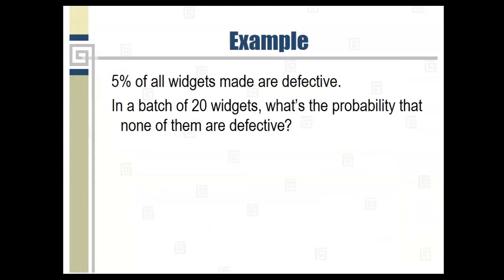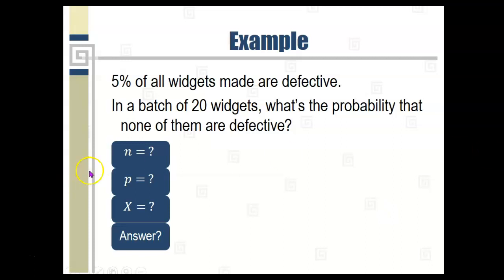Okay, next example. 5% of all widgets made are defective. So for any individual widget, it's got a 5% chance of being one of the defective ones. In a batch of 20 widgets, what's the probability that none of them are defective? So this is a binomial probability question. Can you tell what numbers we're using for n and p and x? N is the number of trials, so that would be 20 widgets. Each one of those widgets might or might not be defective.